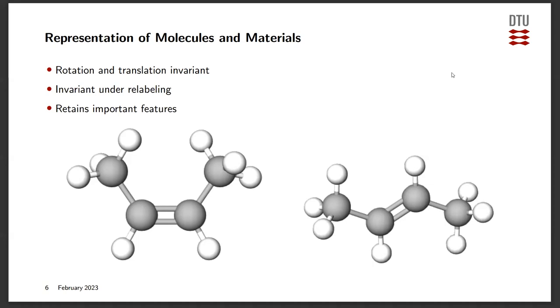And the important thing is that it should be invariant to rotation and translations, meaning that, for example, if you try to predict an energy, if the molecule is here or if it's up here, it should be the same energy. And it also shouldn't matter which order we input the atoms and positions in. That's what I mean with invariant under relabeling. And we also have to make sure we don't throw away important information. For example, if we only tell the algorithm which bonds they have, these two molecules have the same bonds, but they are not the same.